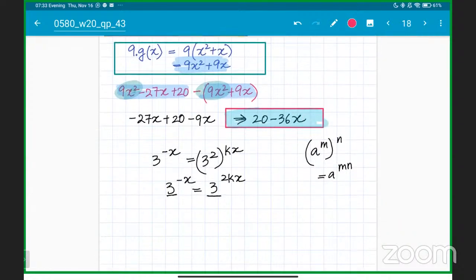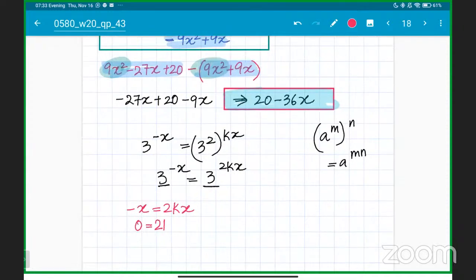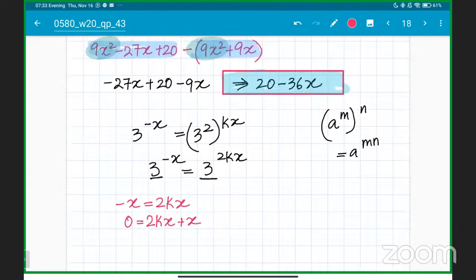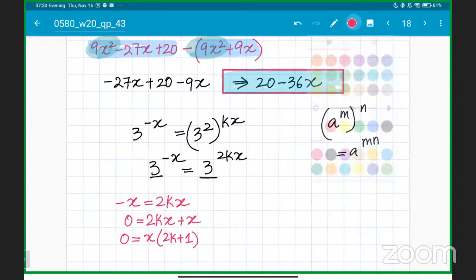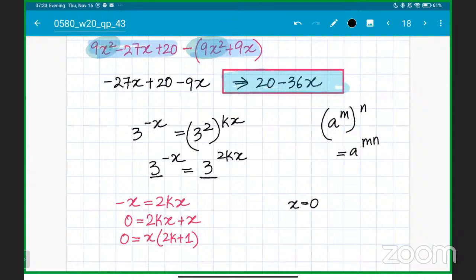So minus x is equal to 2kx. Let's solve it out. Taking it to the other side, it becomes 2kx plus x equals 0. We have to find the value of k, right? So x becomes common: x times 2k plus 1 is equal to 0. Getting it, students? So 2k plus 1 is equal to 0.